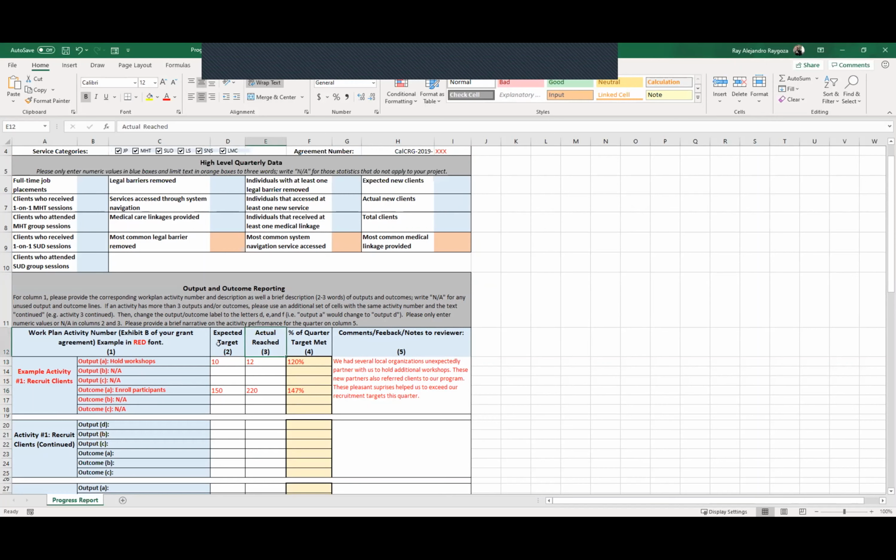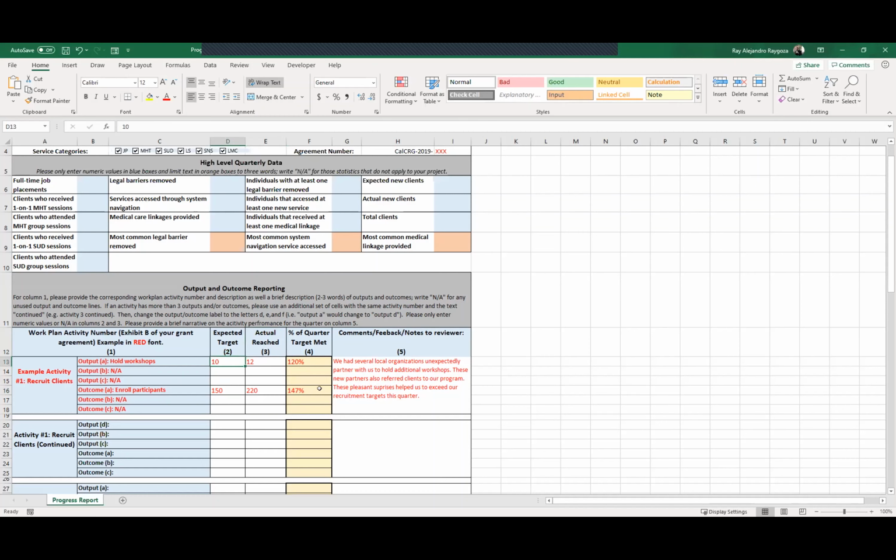And if we move to the next column, this is where you enter the actual numbers reached. So you expected 10, however, you had 12 workshops. Great. You expected to have 150, but things were going well that quarter and you reached 220. There was more demand than you expected. Now we know this can go either way, right? You may expect 10 and maybe have an actual reach of 8. This is just the example.